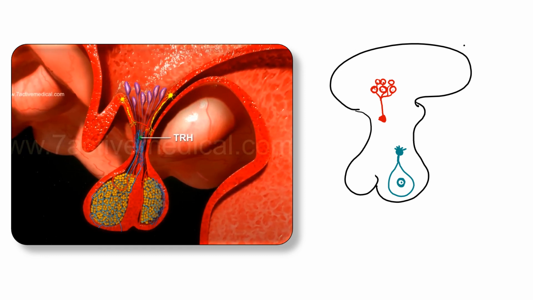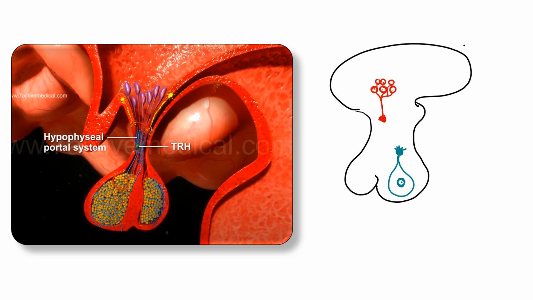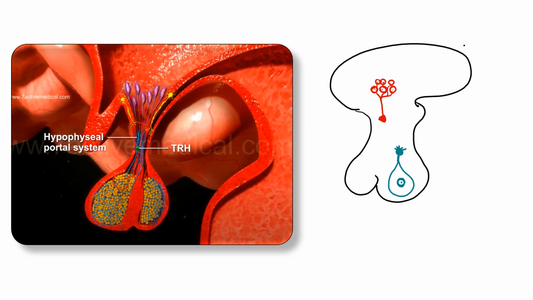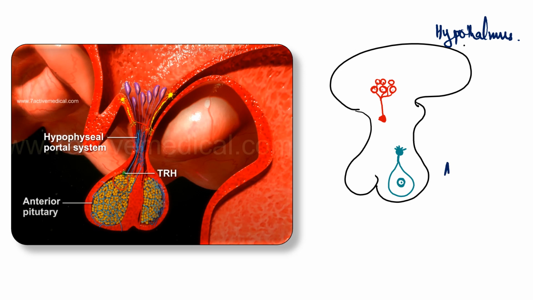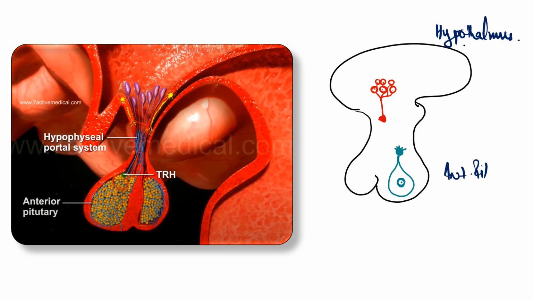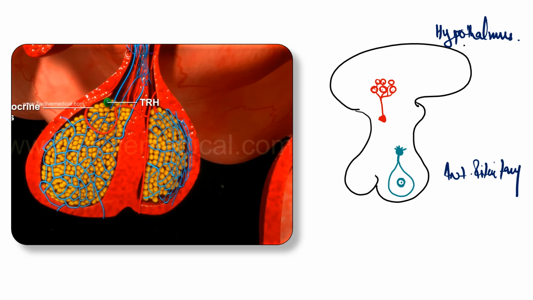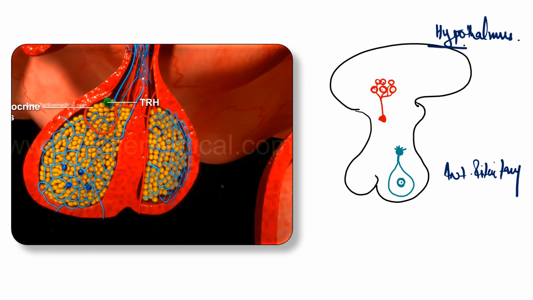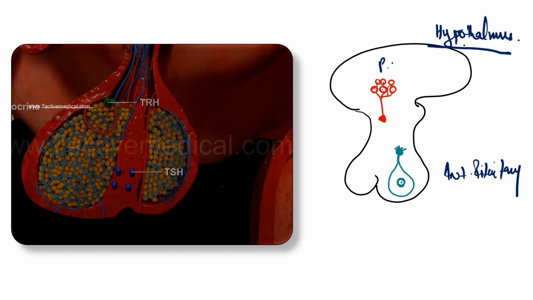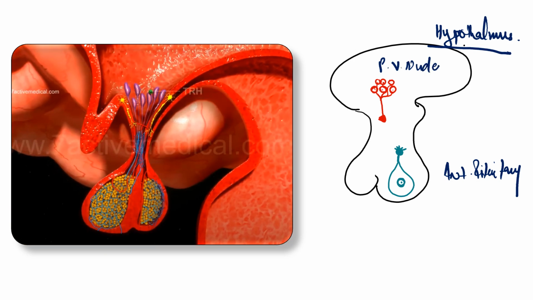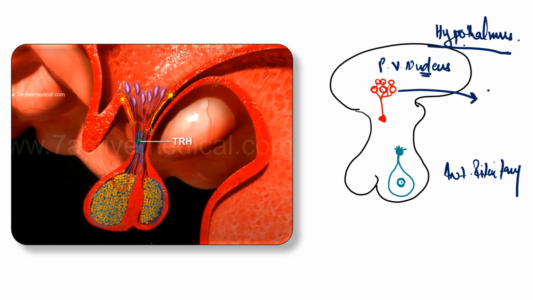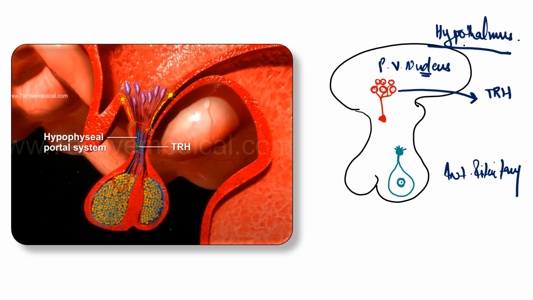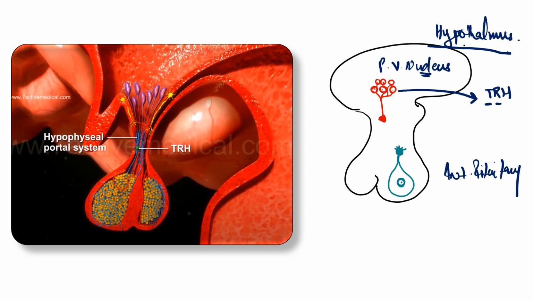Let us first understand where does all this thyroid hormone synthesis actually begin. So first of all, it begins at the level of hypothalamus. This is your hypothalamus. This is your anterior pituitary. There are specific neurons or nuclei at the level of hypothalamus which are called as the paraventricular nuclei. These paraventricular nuclei are responsible for secreting a specific hormone called as the TRH, that is your thyrotropin releasing hormone.